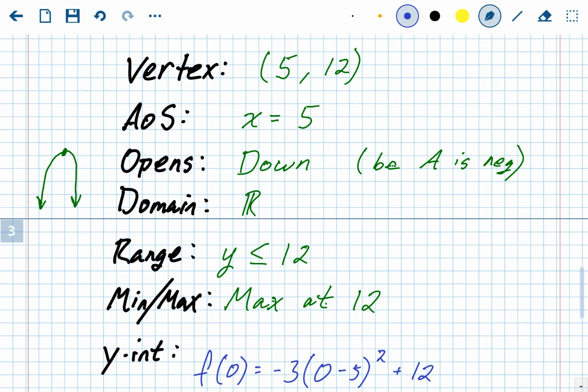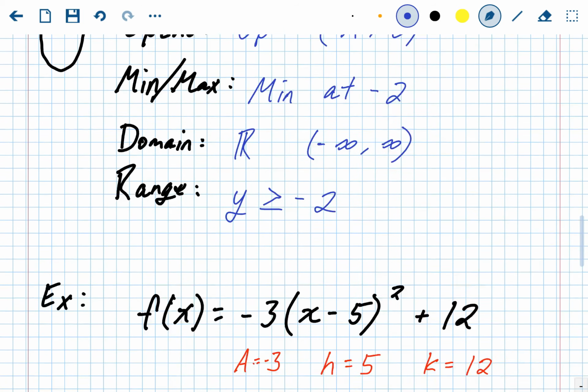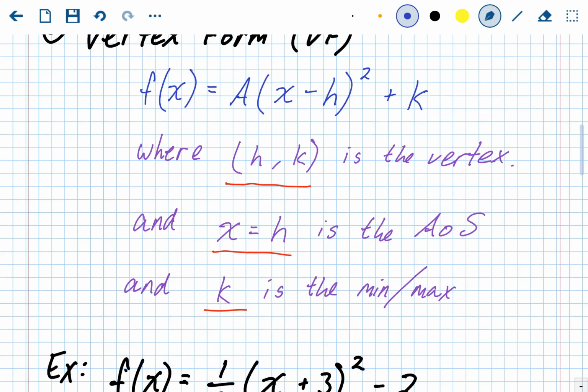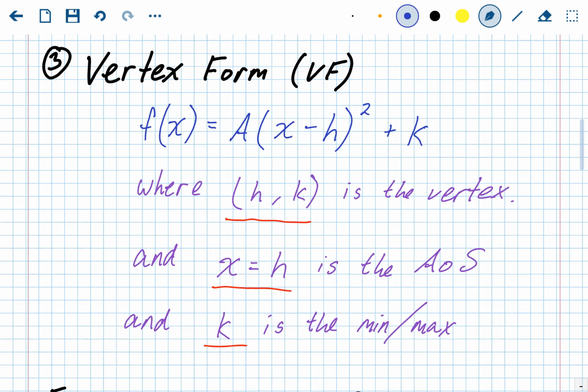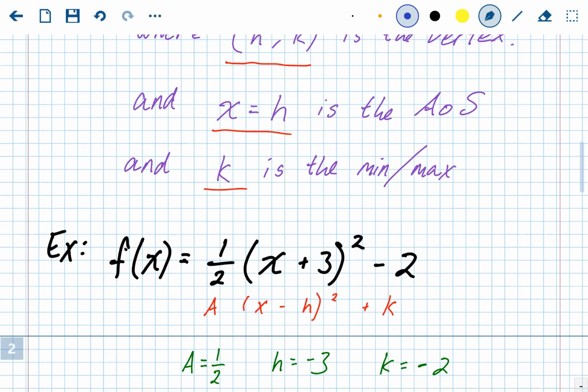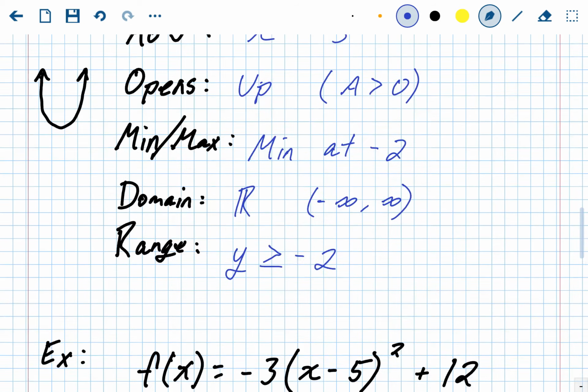All right, so again, recap vertex form. It is a times x minus h squared plus k. The vertex: the x value is always the opposite of what you see. So you see minus h, it's positive h. You see plus 5, it's minus 5. And the k value is always whatever you see. So h comma k is the vertex. And then from there, we can find all this information that we've been finding for the past couple weeks.